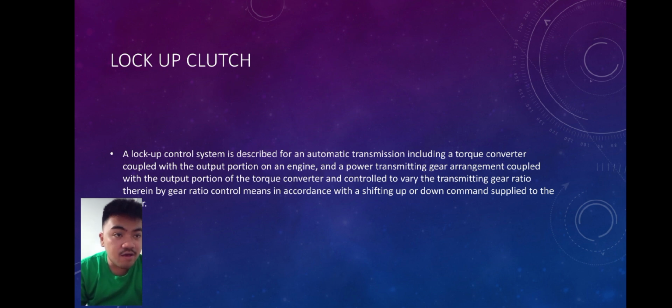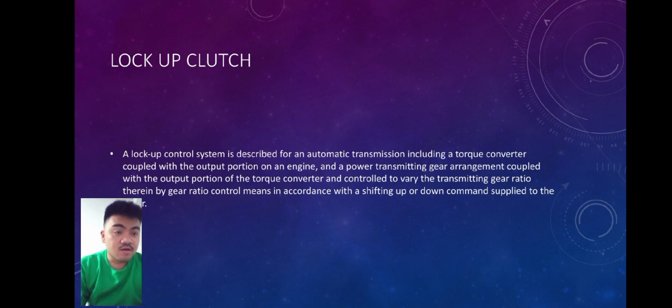Lock-up clutch. A lock-up clutch control system is described for an automatic transmission including a torque converter coupled with the output portion of an engine, and a transmitting gear arrangement coupled with the output portion of the torque converter and controlled to vary a transmitting gear ratio therein by a gear ratio control means in accordance with a shifting up or down command supplied to the latter. A lock-up clutch is provided for locking up the output portion of the torque converter to the output portion of the engine.